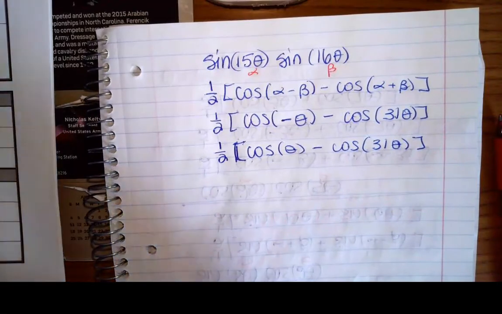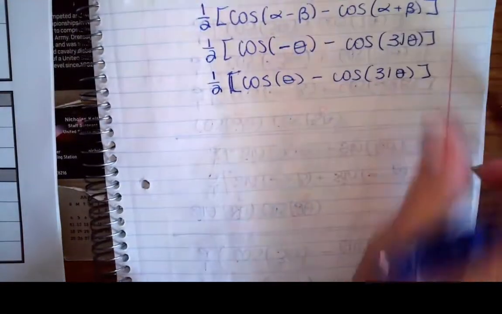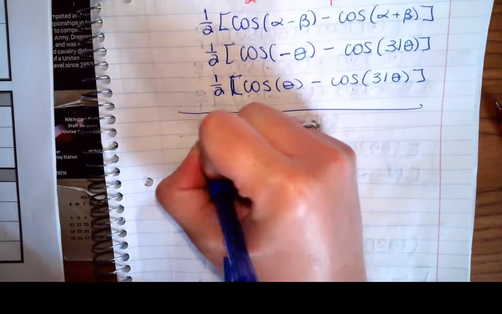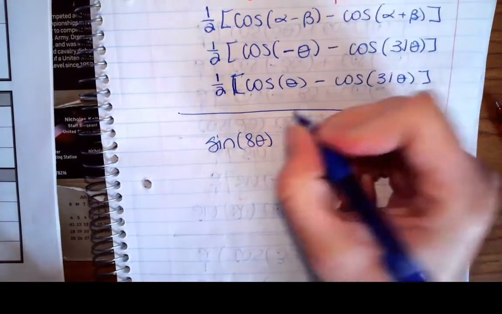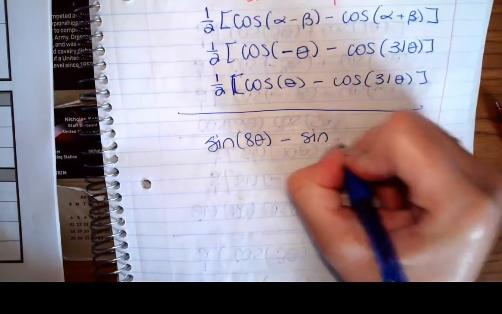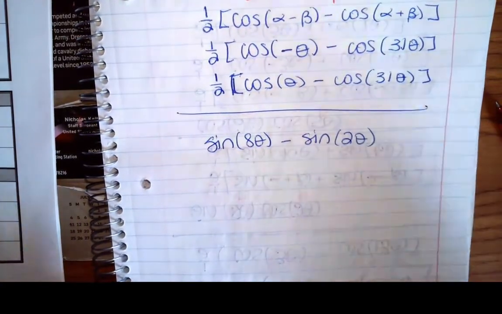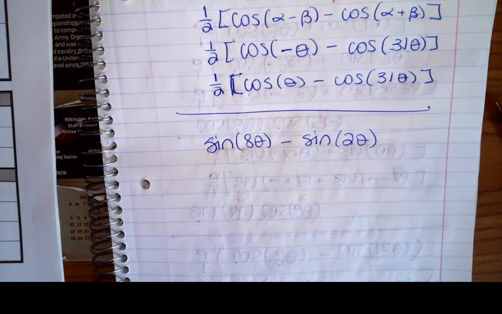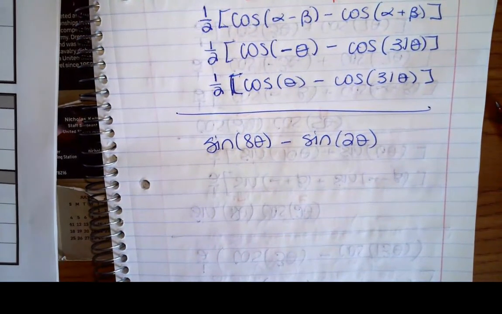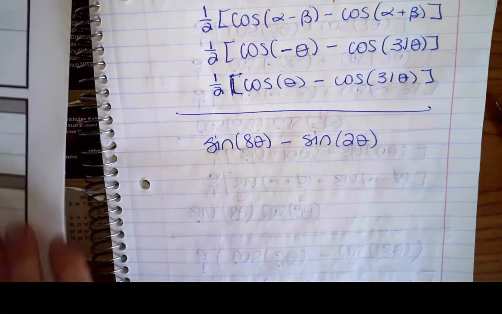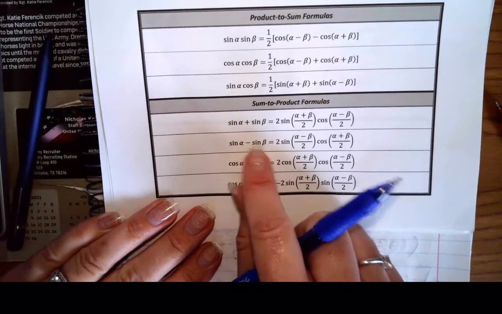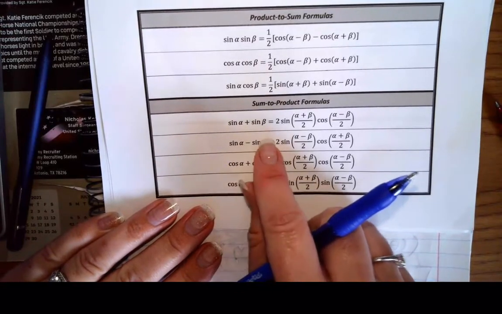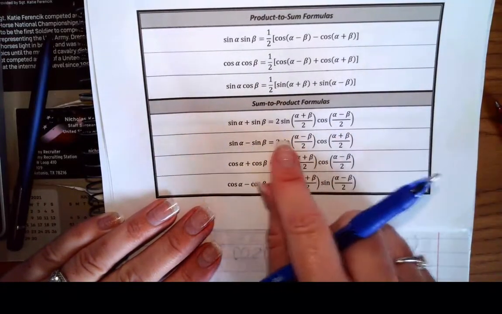All right, so what happens if we flip-flop this thing? So let's look at the sine of 8 theta minus the sine of 2 theta. Well, now I've got subtraction. So am I going to have to work backwards and find what I subtracted and what I added to get to these numbers? No, no. Look, you've got sine alpha minus sine beta. And so I can just apply it into this formula.